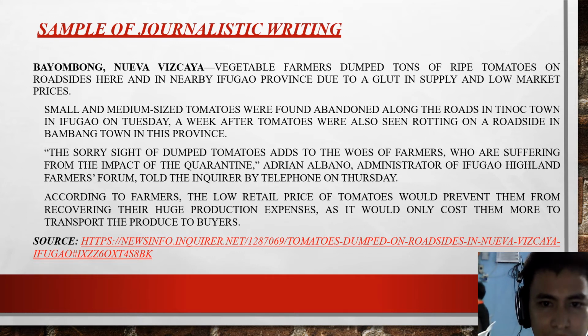Oyombong, Nueva Vizcaya. Vegetable farmers dump tons of ripe tomatoes on the roadside here in nearby Ifugao province due to a glut in supply and low market prices. Small and medium-sized tomatoes were found abandoned along the roads in Tinok town in Ifugao on Tuesday. A week after, tomatoes were also seen rotting on the roadside in Bamban town in this province. The sorry sight of dumped tomatoes adds to the woe of farmers who are suffering from the impact of the quarantine, Adrian Albano, administrator of Ifugao Highlands Farmers Forum, told the Inquirer by telephone on Tuesday. According to the farmer, the low retail price of tomatoes would prevent them from recovering their huge production expenses, as it would only cost them more to transport the produce to buyers.